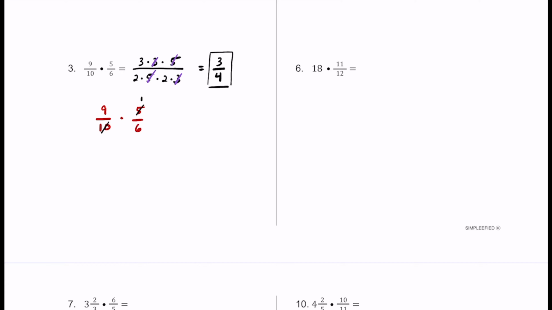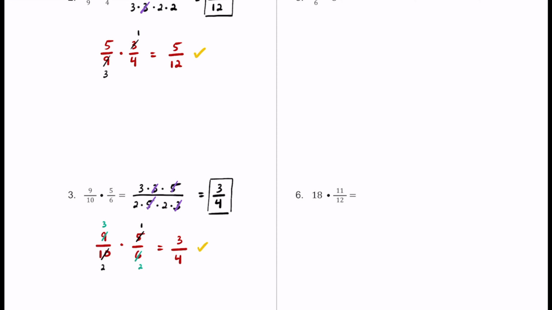So 5 divided by 5 is 1. 10 divided by 5 is 2. And then you can also notice here maybe that the 9 and 6, you can divide them both by 3. So 9 divided by 3 is 3, and 6 divided by 3 is 2. Now on top, 3 times 1 is going to be 3. And on bottom, 2 times 2 is 4. So we get 3/4 using this other method as well.